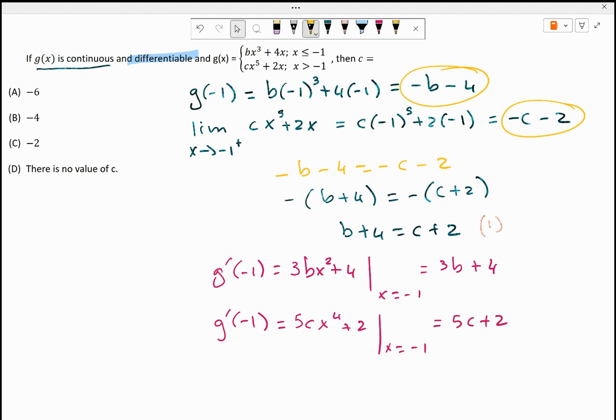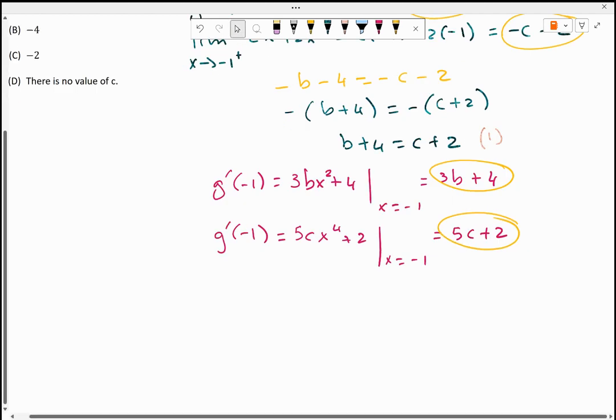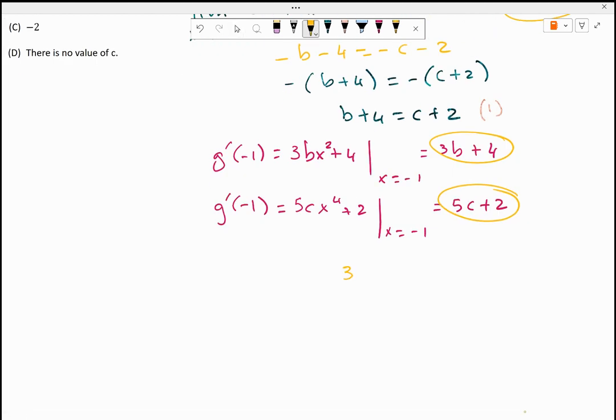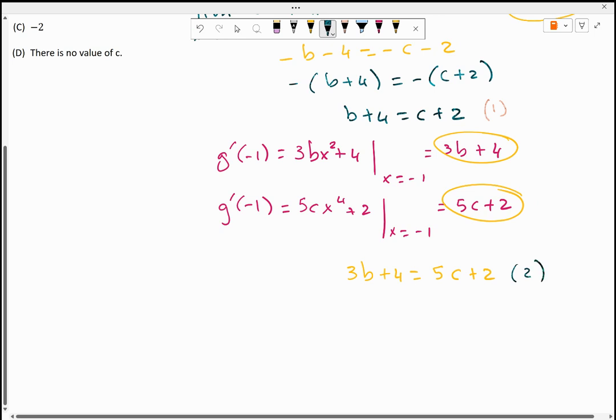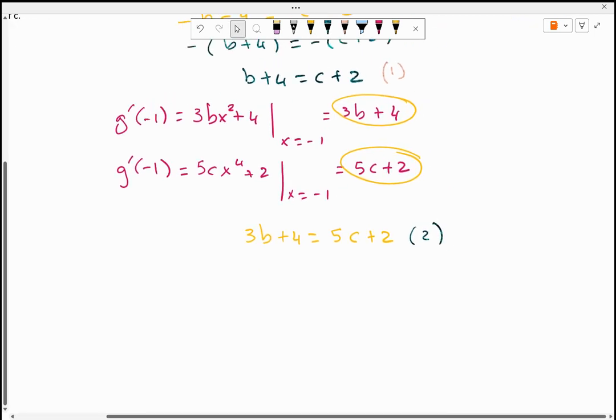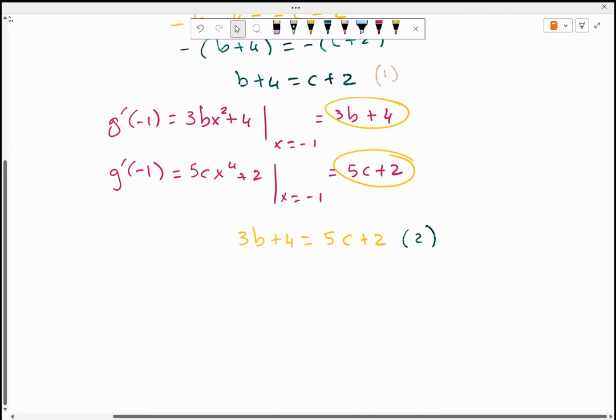Differentiability tells me that these two values have to be the same. So let's set them equal to each other. So 3b plus 4 is equal to 5c plus 2. That gives me my second equation. So now we have these simultaneous equations, which can be solved a variety of ways. We can use substitution or elimination. I'm going to use substitution.